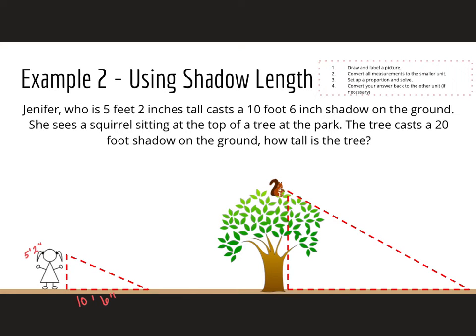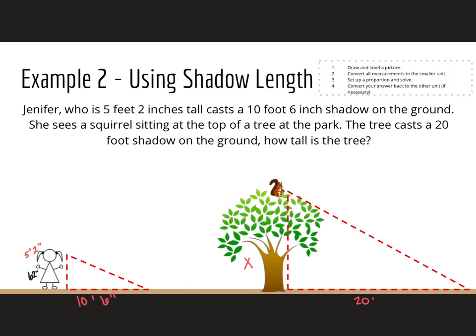Over here, she sees the squirrel up at the top of the tree. The tree casts a shadow that's 20 feet along the ground. How tall is the tree? So same exact process. We are going to convert to inches first. So right here, we actually already know her height from the last time. We figured out that she was 62 inches tall. So we can just reuse that instead of doing work again.